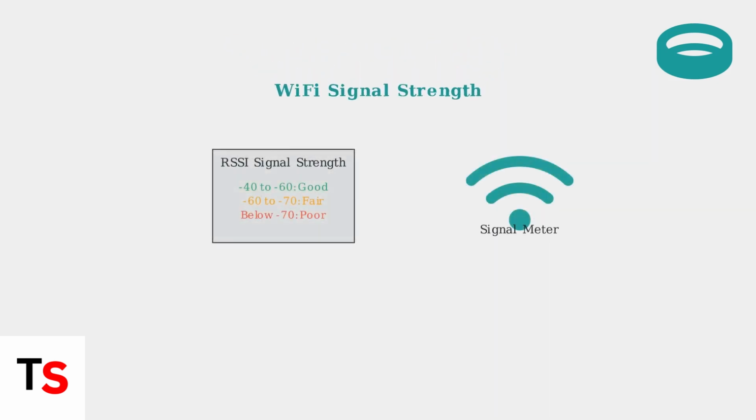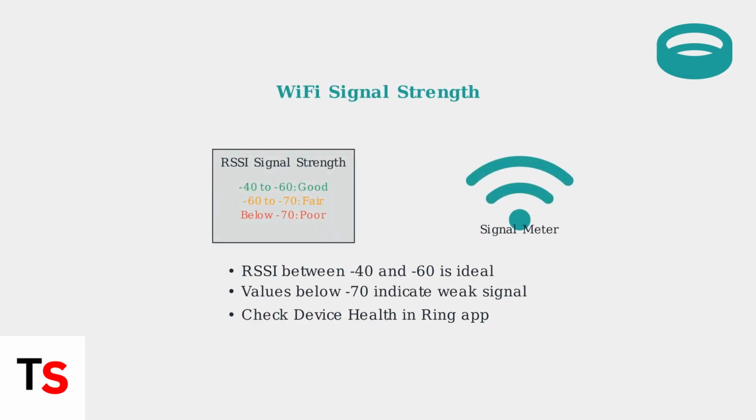Ring cameras can go offline even when your Wi-Fi appears to be working. Understanding the root causes helps identify what's really happening with your camera connection. The most common cause is weak Wi-Fi signal strength. Even if other devices work fine, the signal at your camera's specific location might be insufficient. RSSI values between negative 40 and negative 60 indicate good signal strength.